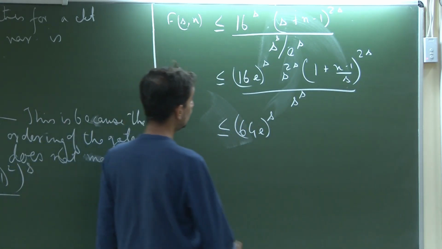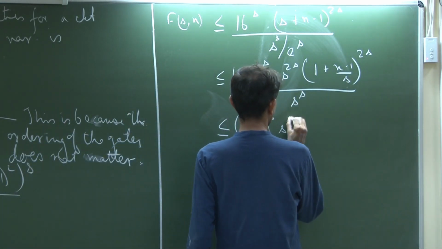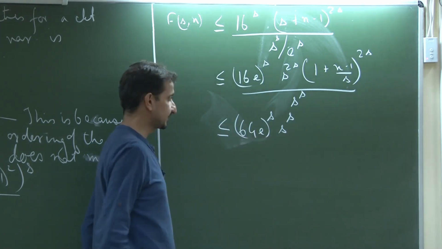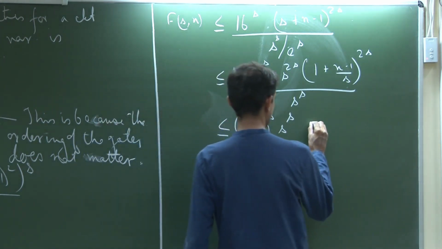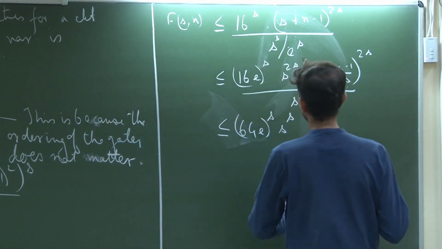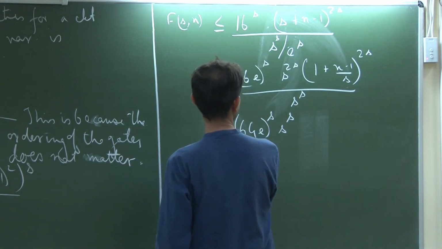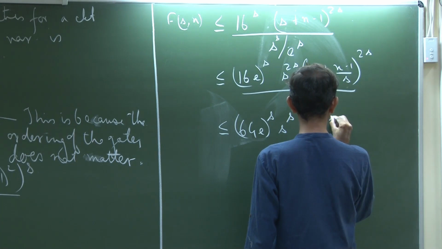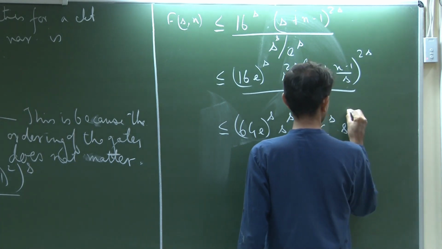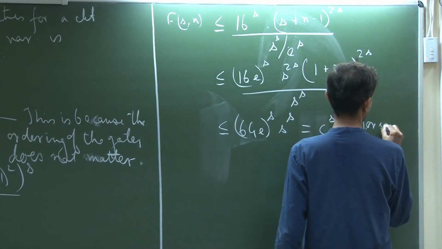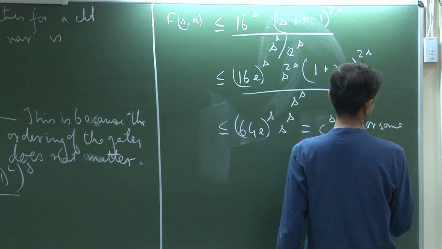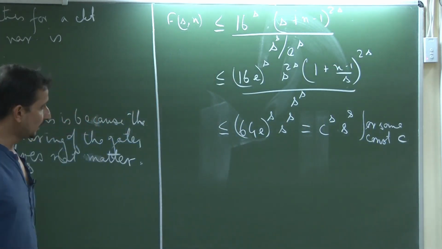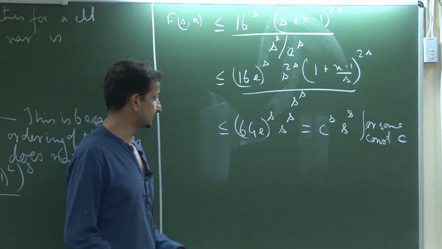And now, this is s to the power s. So, this is a constant 64e. Oh no, this is less than or equal to. So, this is equal to c to the power s times s to the power s for some constant c. Now, we have this quantity over here.